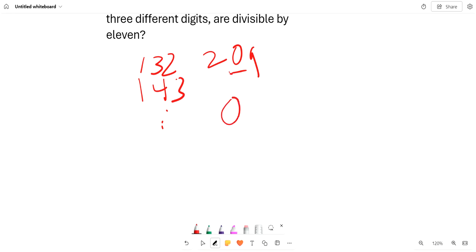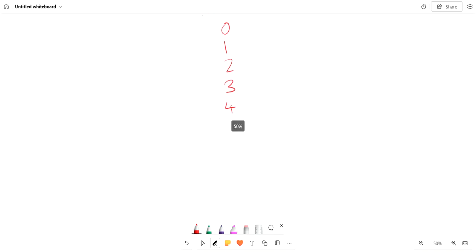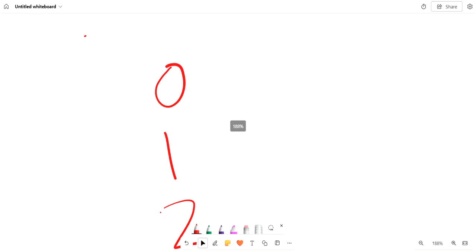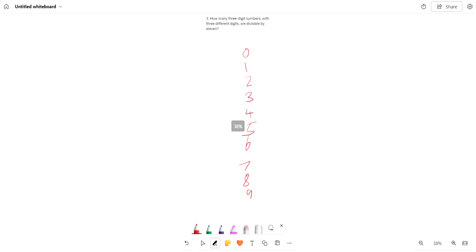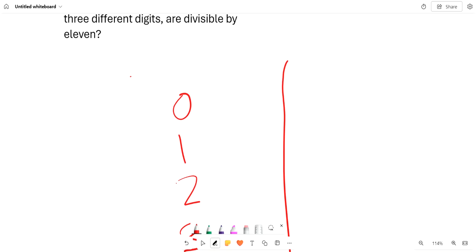So from 0 to 9. And we can start with 0. So there are two cases: one where they cancel out, one where they sum to 11.